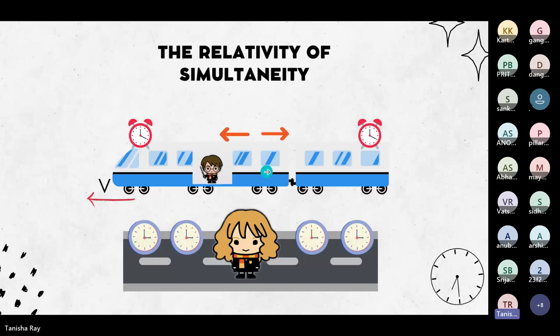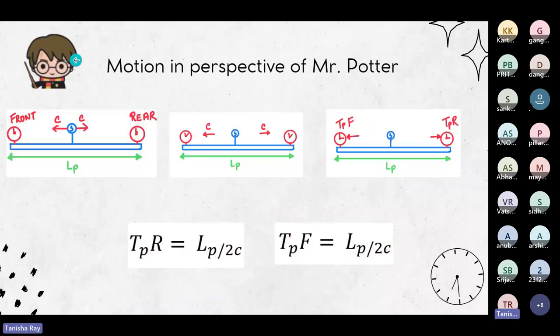For that, first let's go to the frame of Harry and try to analyze the situation. In Harry's perspective, he's at rest, and the train is also at rest because he's in the train. At some point of time, he has emitted two rays of light, which are traveling with the same speed C, one towards the front and one towards the back. They are traveling in order to strike targets which are at equal distance from the center.